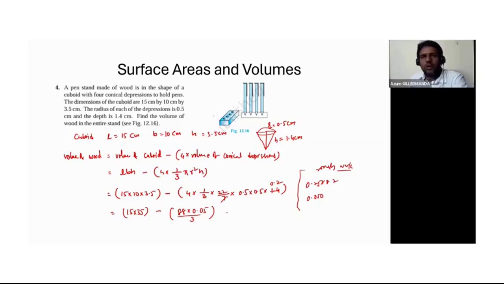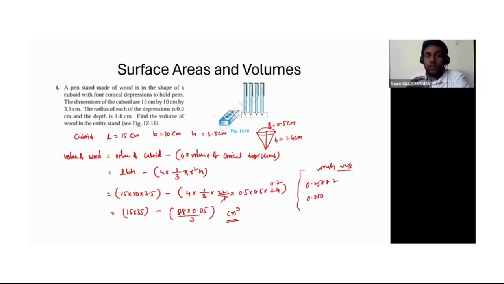So what are the units here? Its volume should be in cubes because we are multiplying 3 times: length, breadth, height, L into B into H. So it is cubic centimeter or centimeter cube. If you simplify that, you'll get the answer. Understood?